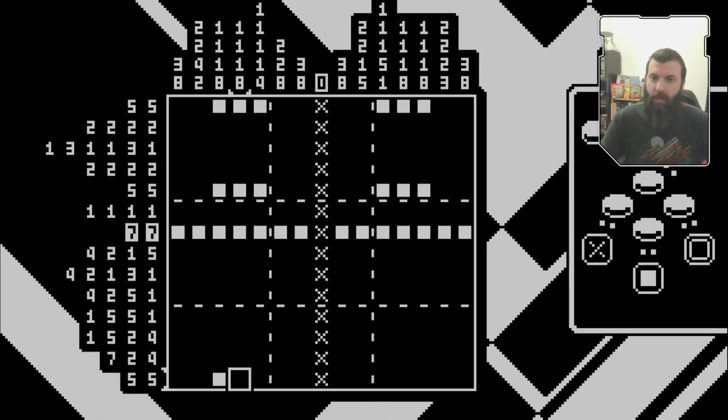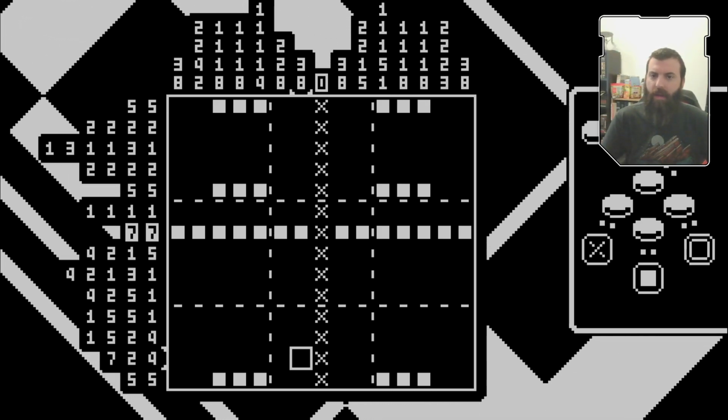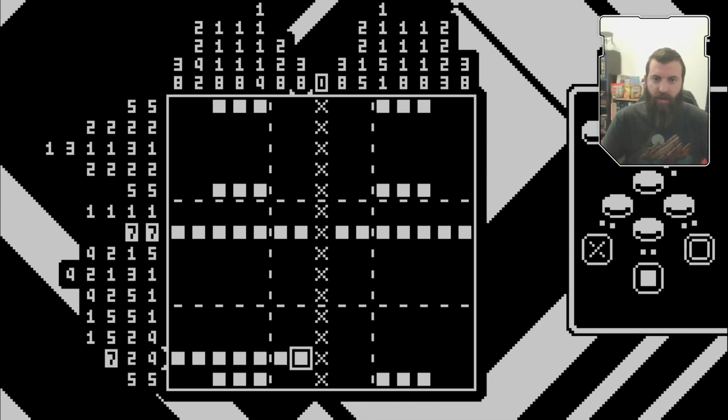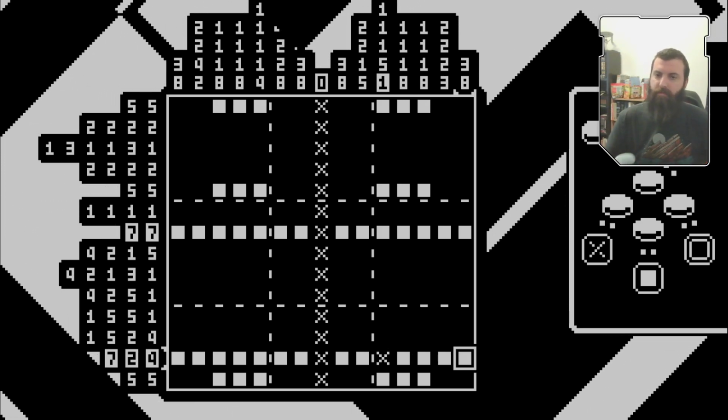and with these 5s. Similarly over here, we've got a 7, 2, 4. Well, the 7 has to fit on the left side here. Then there's only one way that the 4 is gonna fit. Like that.